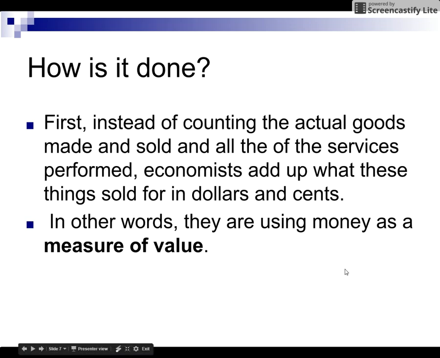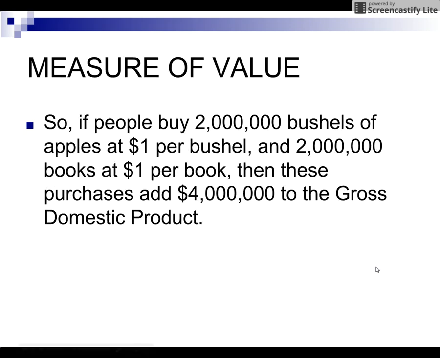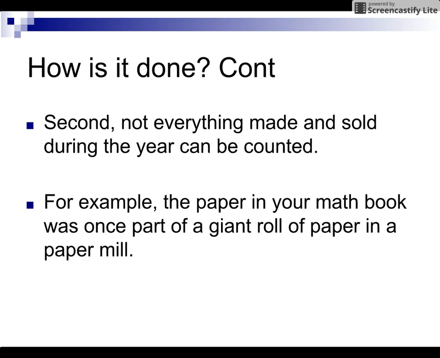First, instead of counting the actual goods made and sold and all of the services performed, economists add up what these things sold for in dollars and cents. In other words, they are using money as a measure of value. So if people buy 2 million bushels of apples at $1 per bushel and 2 million books at $1 per book, then these purchases add $4 million to the gross domestic product.